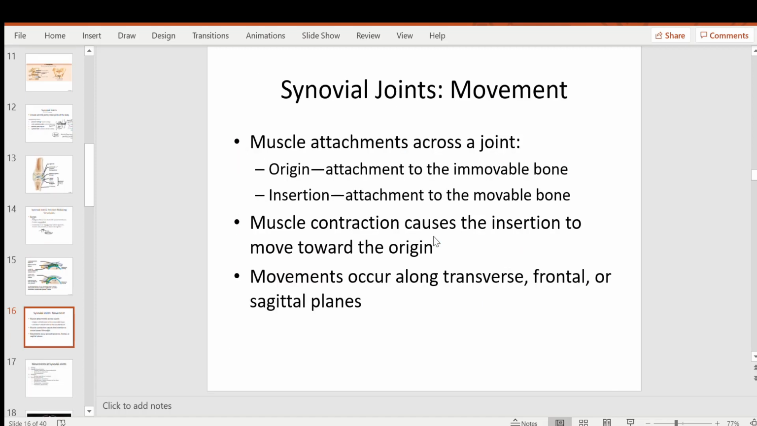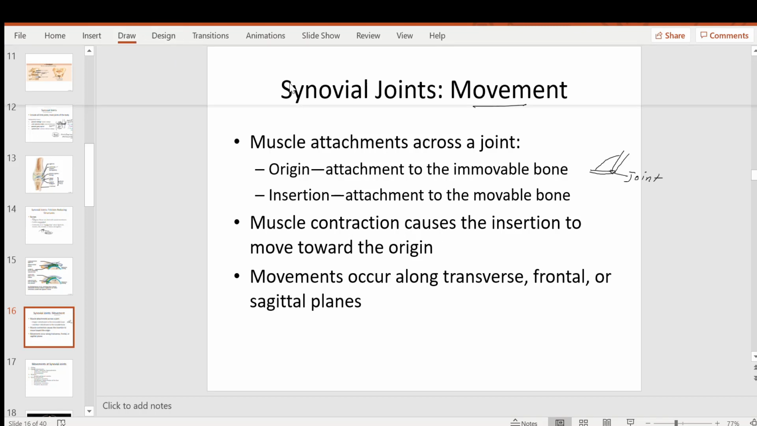Now we'll talk about movement. You know that the bones move at the joints by the muscles. Skeletal muscles are attached to the bones, and by the contraction and relaxation of the skeletal muscles, we move the bones, where? At the joints. So now this is a bone and this is another bone. This is the joint, and this is a muscle.